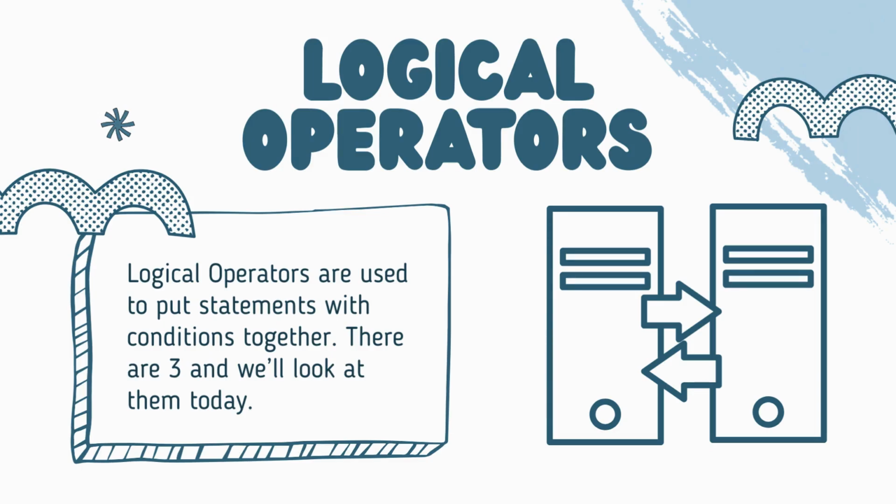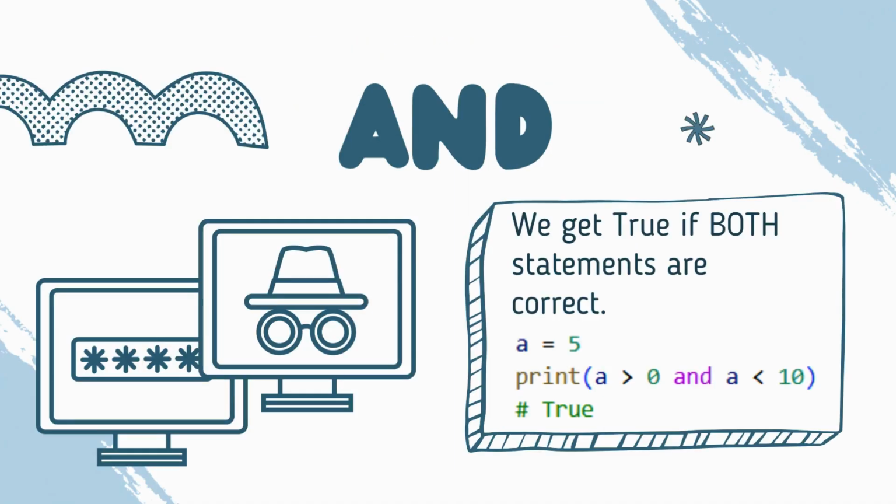So logical operators, just before we go into the three of them, we use them as a kind of conjunction between statements to check if something is true or false. If the statements on both sides of the AND keyword are true, then we get true. Note that both must be true, both on the left side and on the right side.